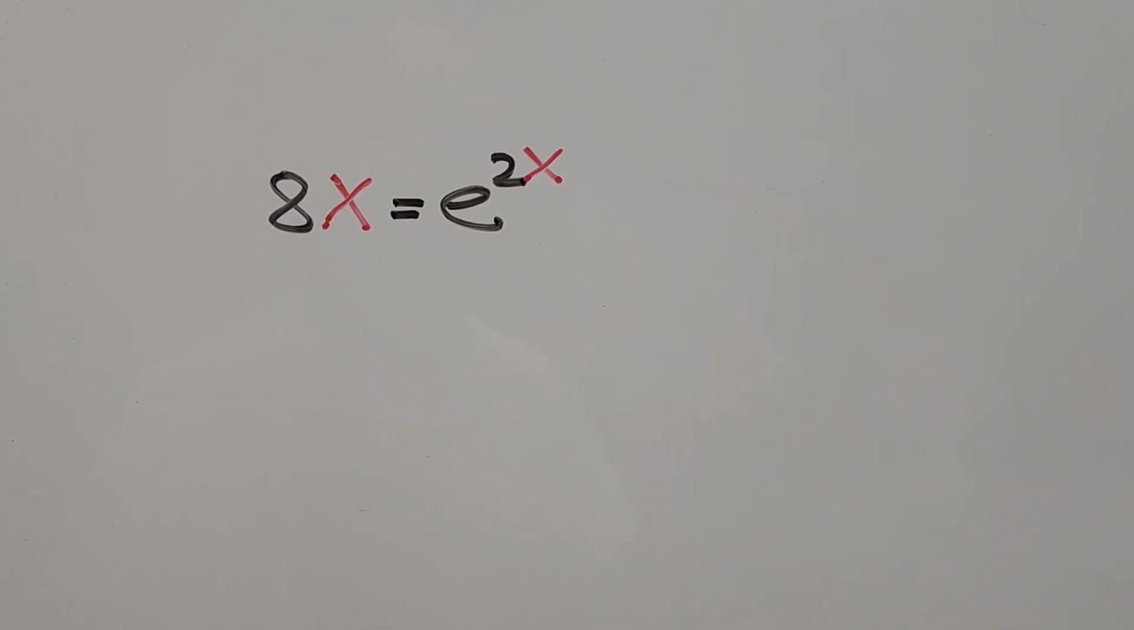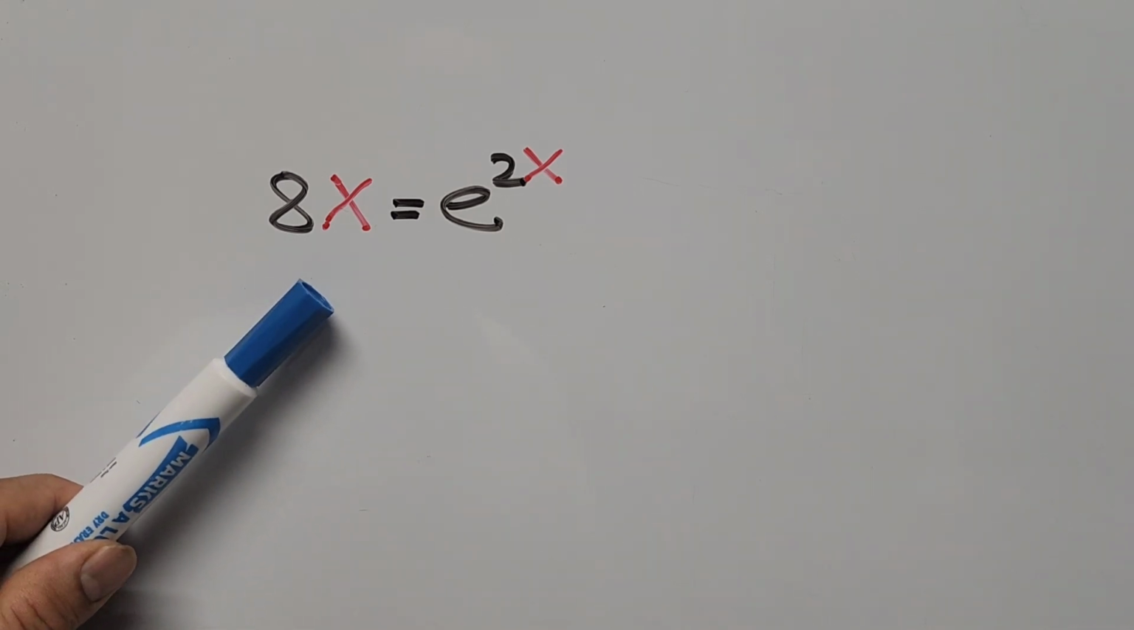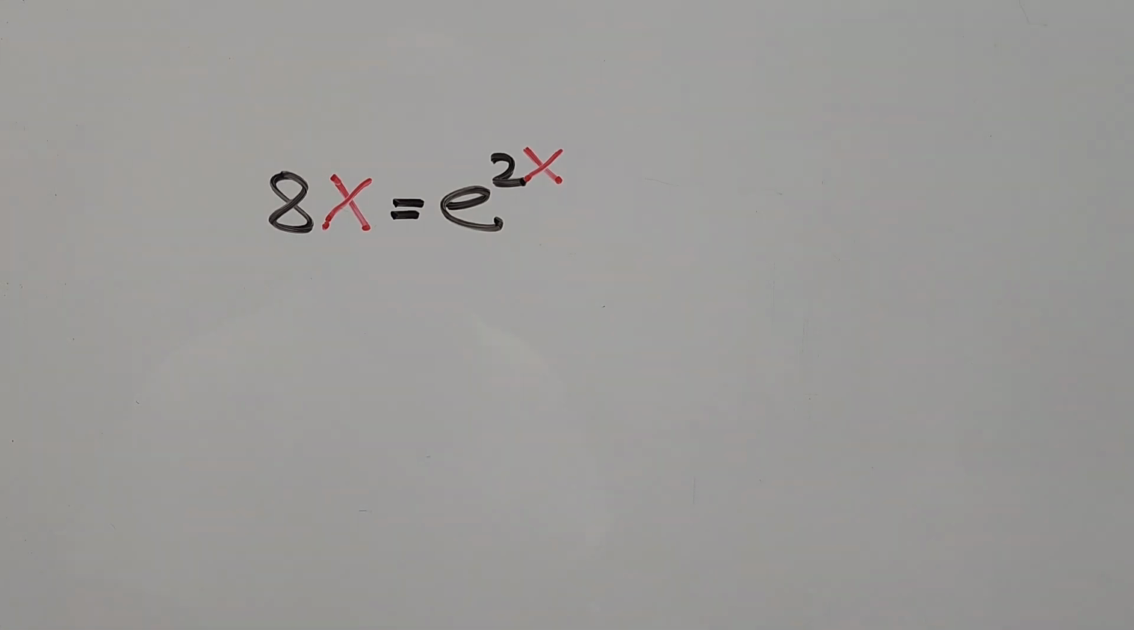In this video, we're going to solve this exponential equation: 8x is equal to e to the power of 2x. If you notice, this exponential equation is not normally what you see in the previous ones that we have solved. And so in this case, we're going to use the Lambert W function to find the value of x.